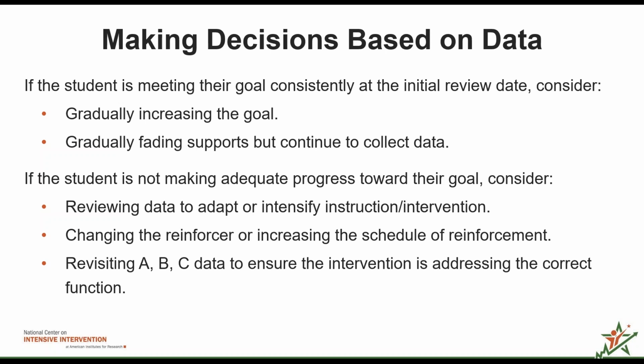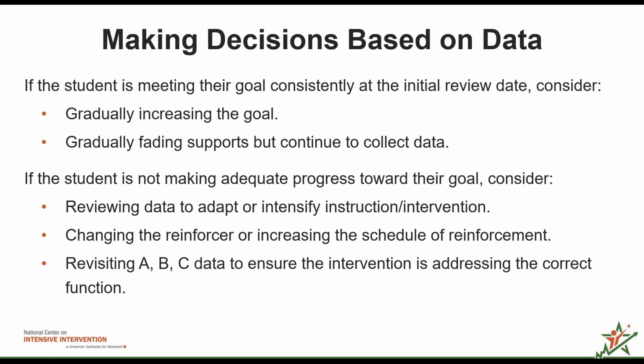So if we've performed good measurements, if we set good decision rules in advance, and if we graph the data, making decisions based on the data becomes pretty straightforward. We can engage in data-based decision making. So if the student is meeting their goal consistently at the initial review date, we can consider a couple of different courses of action. We can gradually increase that goal. We can think about fading supports, but continuing to collect data.